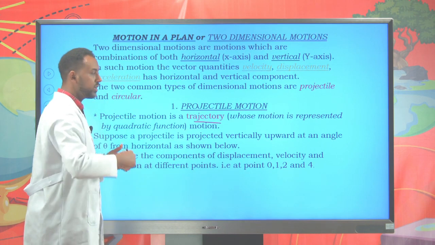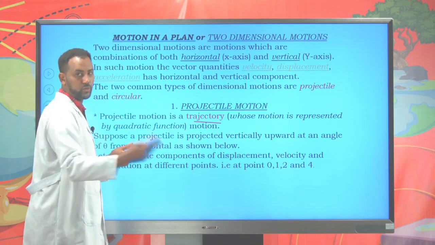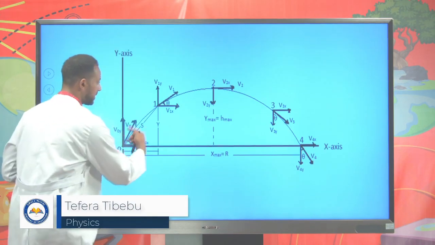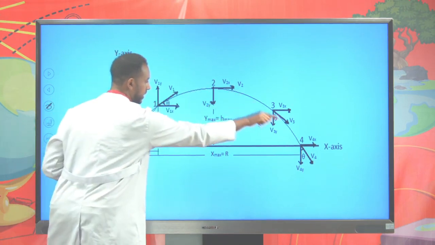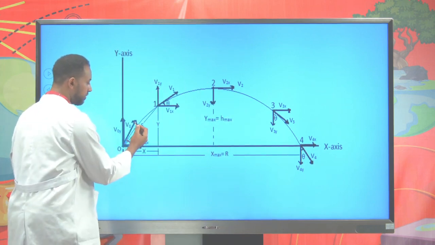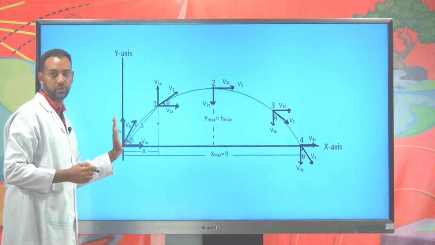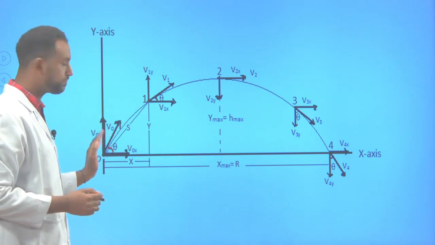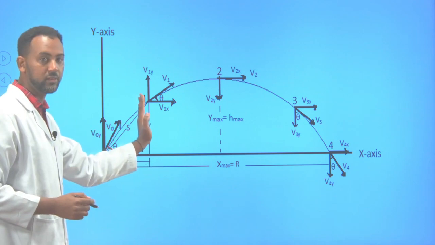Trajectory means a path represented by a quadratic or parabolic, or it's possible to say semicircular, pattern. So it has such a pattern. If you are throwing something, it will move like this and fall at some point there. Therefore, here you have the initial velocity. The initial velocity has horizontal and vertical components. At every point, it has horizontal and vertical components. The displacement as well has a horizontal displacement and a vertical displacement.